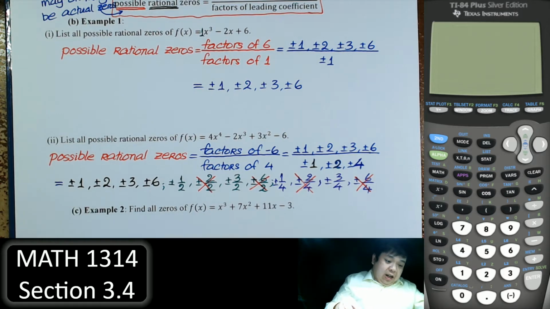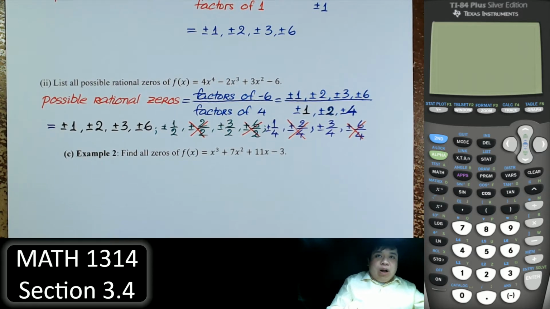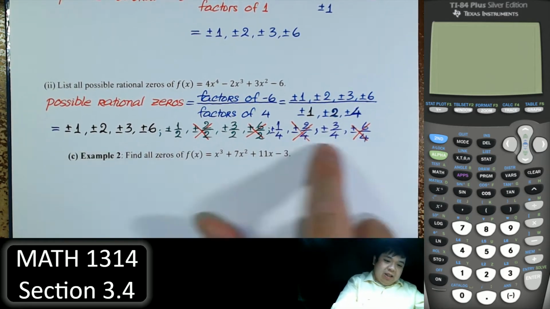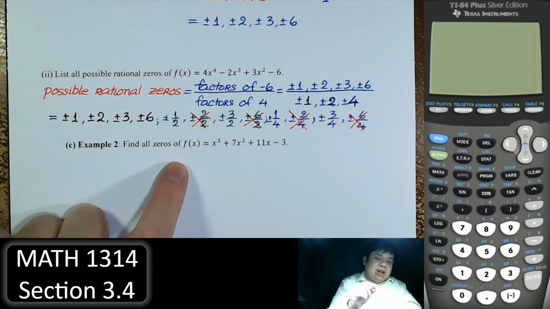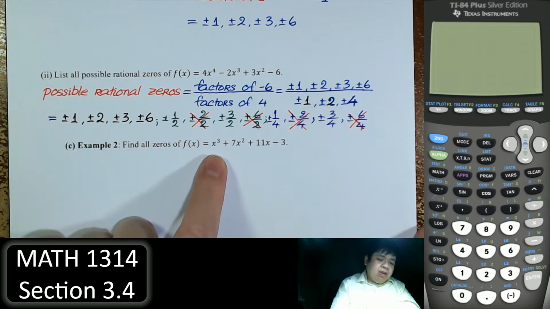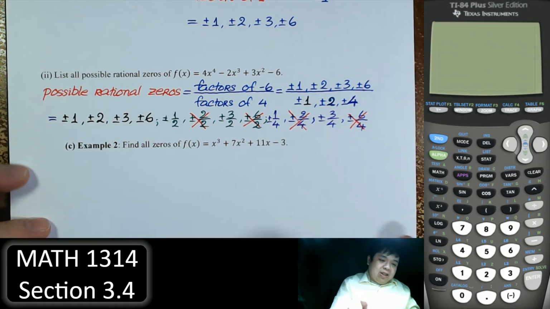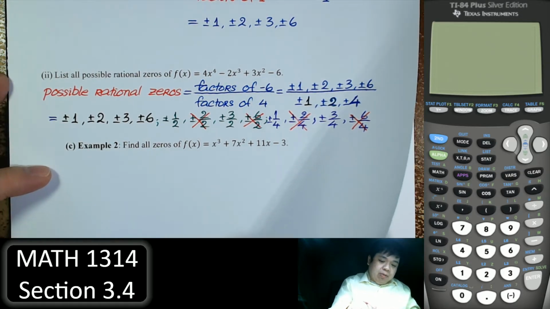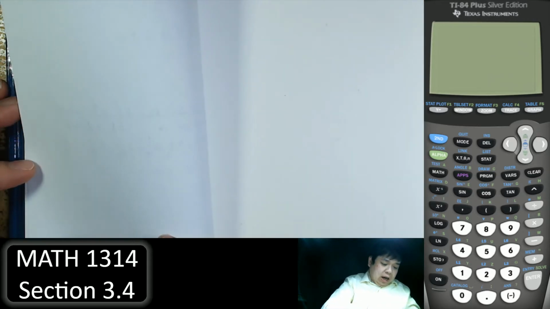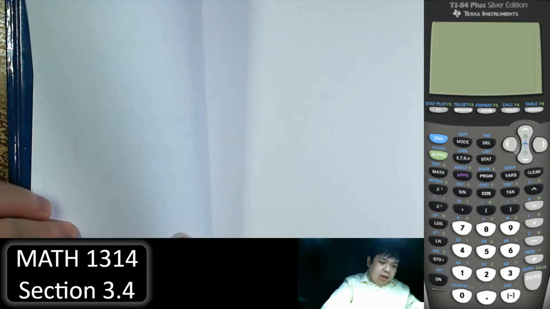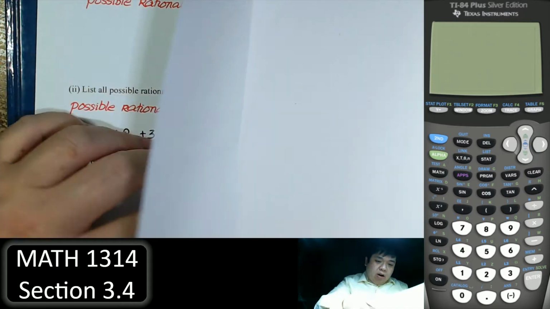If the zeros are rational numbers, it must be one of those numbers. Right. So that is very important to help us find zeros of a polynomial function. Look at this one. We actually find all the zeros for that problem. So this is the long problem.